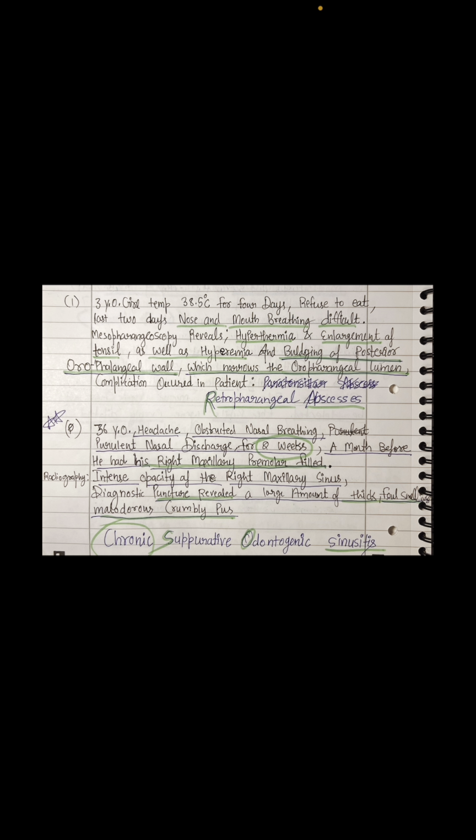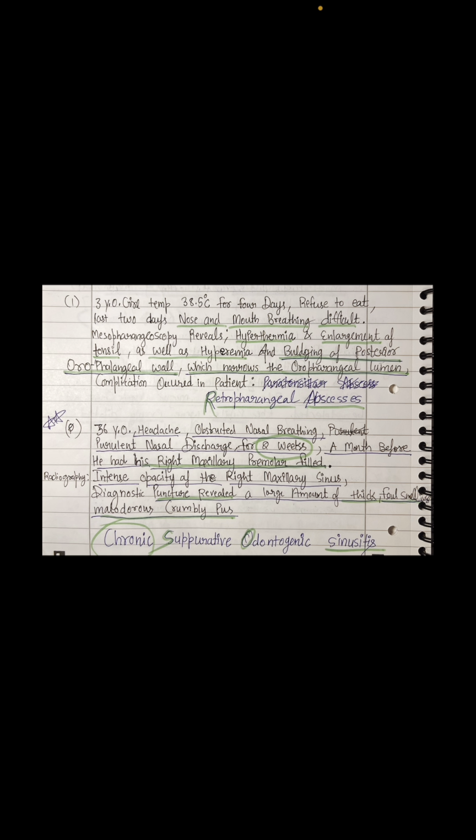A 36-year-old has had a headache, obstructed nasal breathing, and purulent discharge from the nose for 2 weeks. A month before, he had his right maxillary premolar filled. So the patient had some problem with the teeth, so he decided to get his teeth filled. Now on the radiography, what they find is intense opacity in the right maxillary sinus. Diagnostic puncture revealed a large amount of thick, foul smelling, crumbly pus.